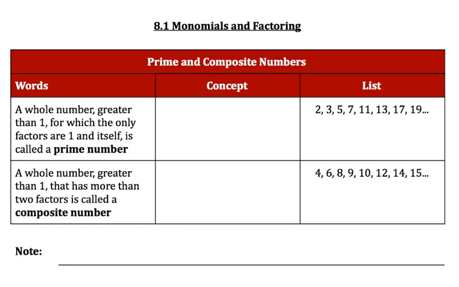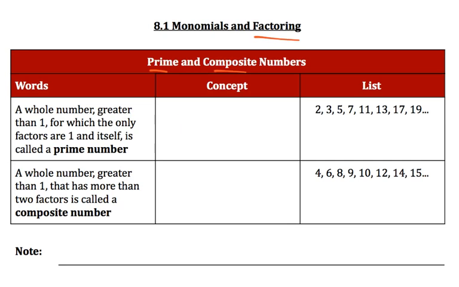8.1 Monomials and Factoring. And the reason they bring up factoring is because that's really what this whole chapter is about. And so at the start there's prime and composite numbers. So this will just serve as a real brief friendly reminder of what those are. A whole number greater than 1 for which the only factors are 1 and itself is called a prime number.